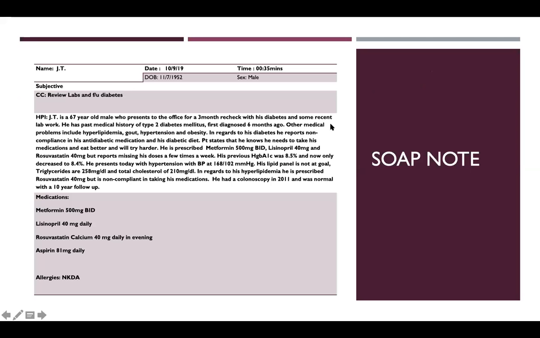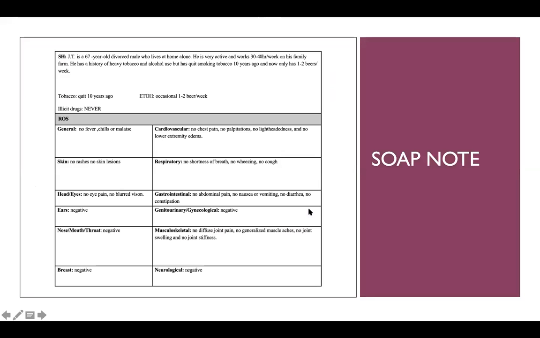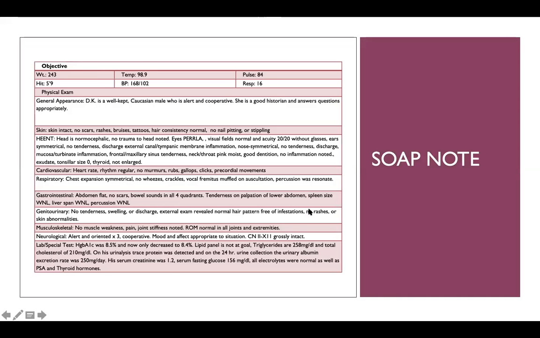So the rest of these slides are just my SOAP note. Basically everything that I just discussed is in the SOAP note. It's just in the proper format, but it goes on.